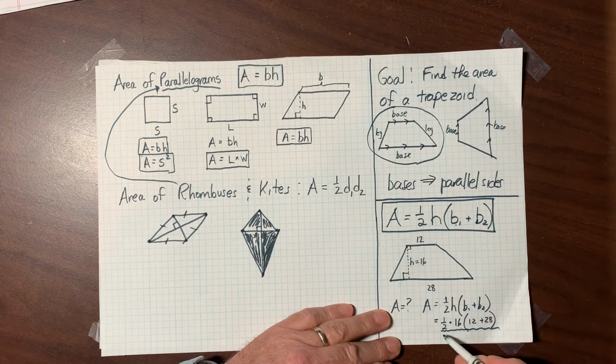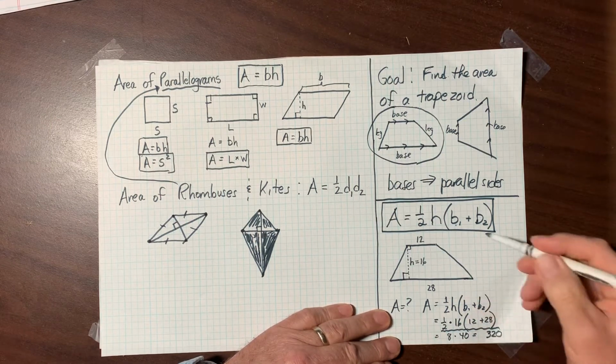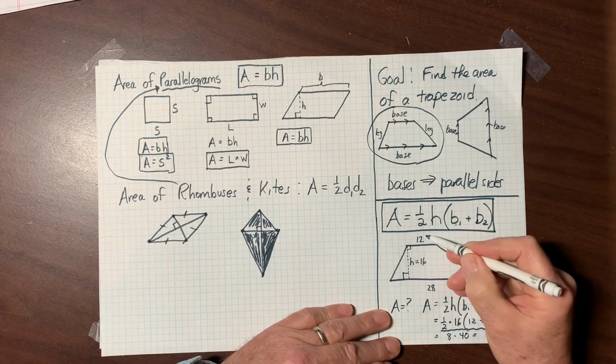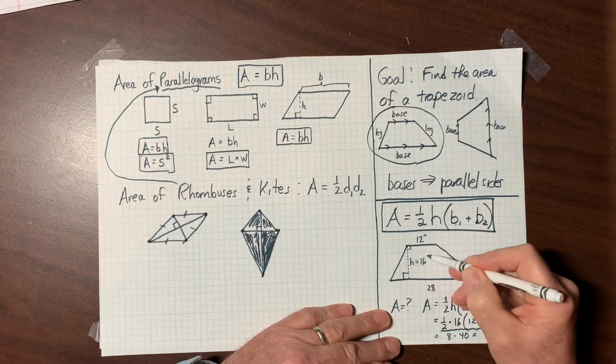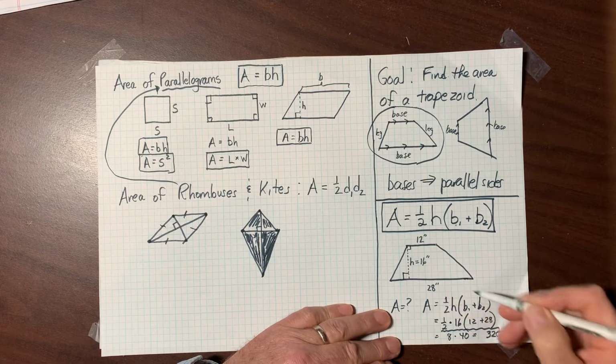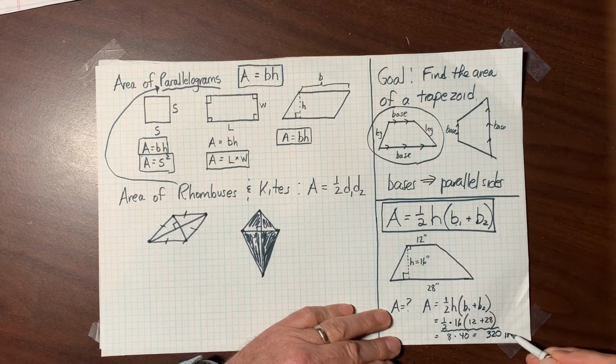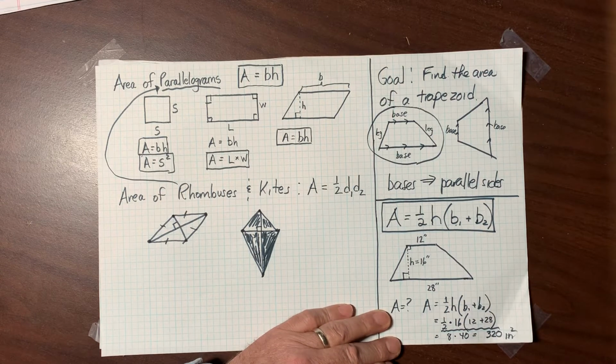I'm going to do just a little arithmetic here. Half of 16 is 8. And then 12 plus 28 is 40. So what it just boils down to is 8 times 40. And the answer is going to be 320. Now, I didn't put any units here, but if I did go back and I made this inches, inches, inches, then our answer would be square inches.